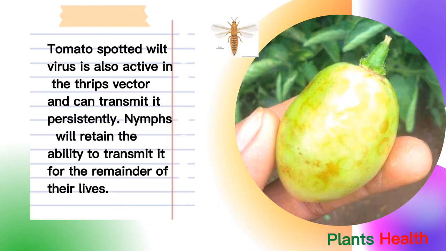Tomato spotted wilt virus is also active in the thrips vector and can transmit it persistently. Nymphs will retain the ability to transmit it for the remainder of their lives.